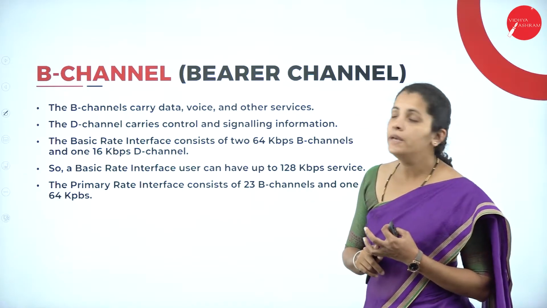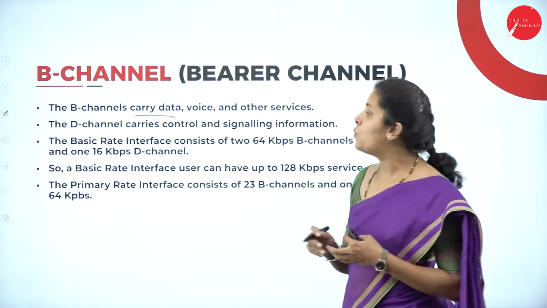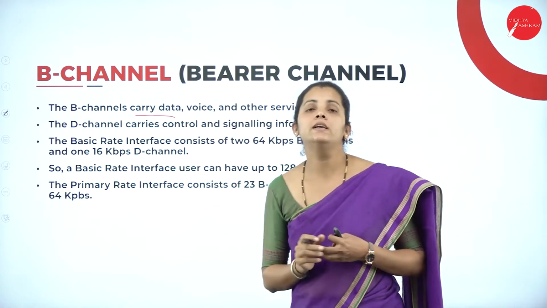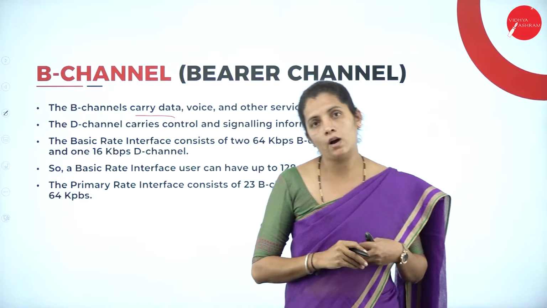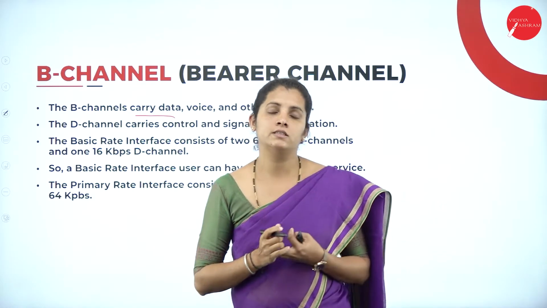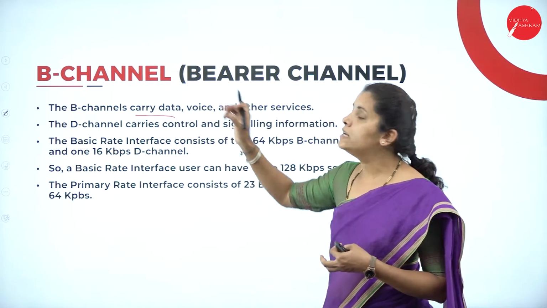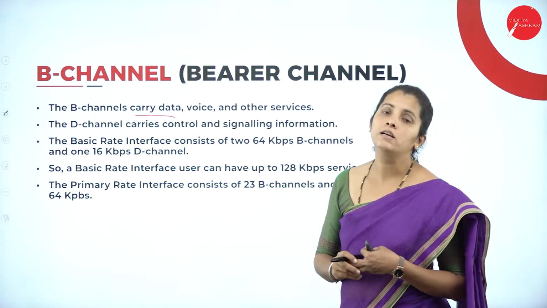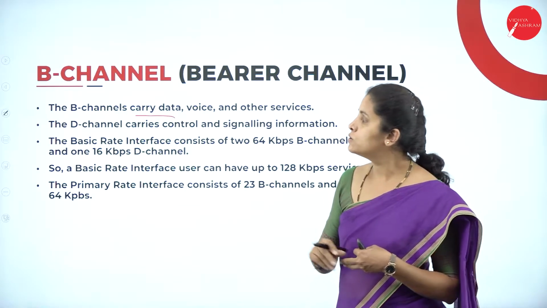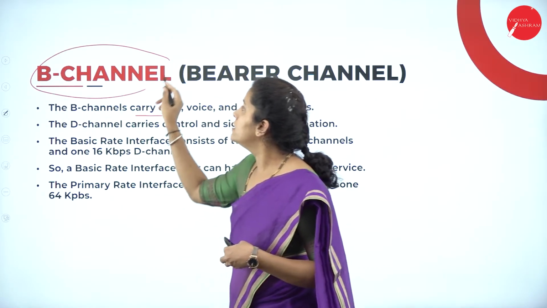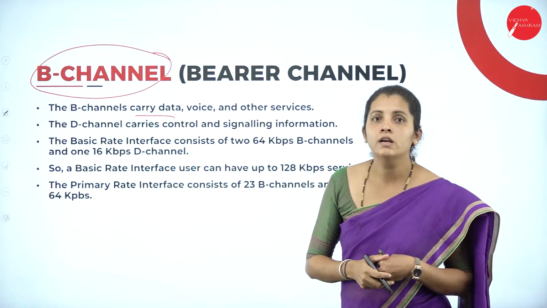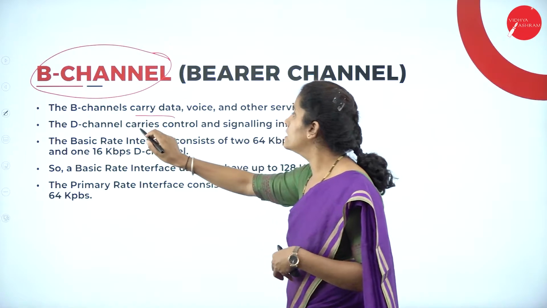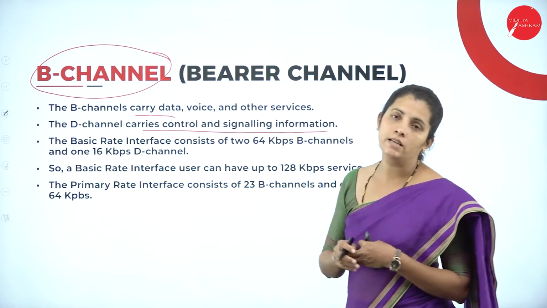So the B channel carries data, voice, and other services. That means the B channel is mainly used to carry data, voice, and other services. At the same time, it is mainly used to carry digital data, digital voice, or other digital services. So the B channel is mainly designed for digital data transmission. The D channel carries control signal information.